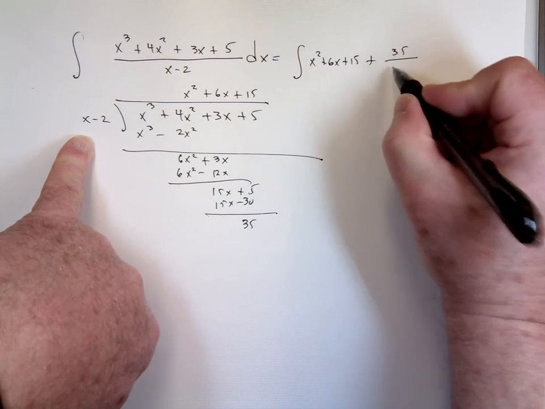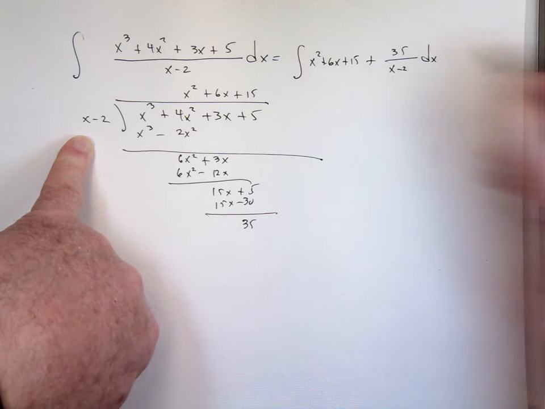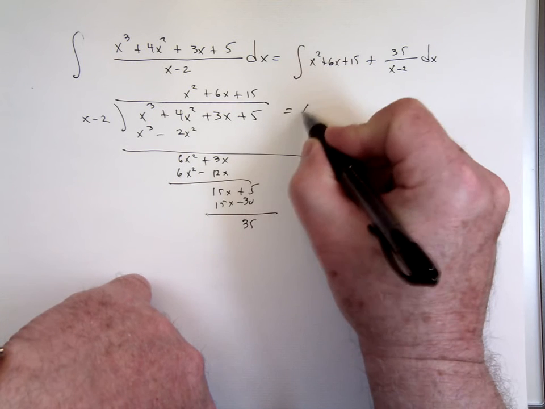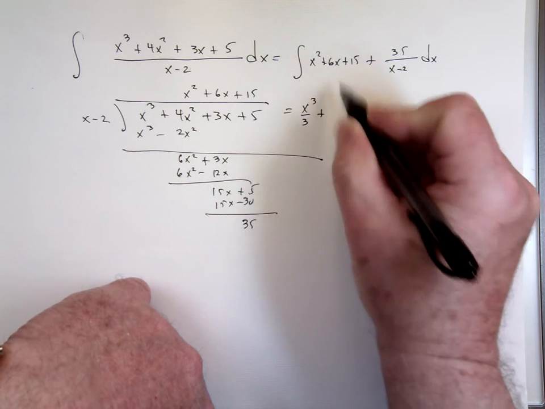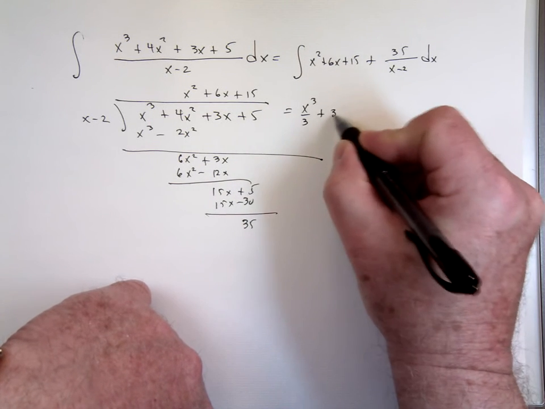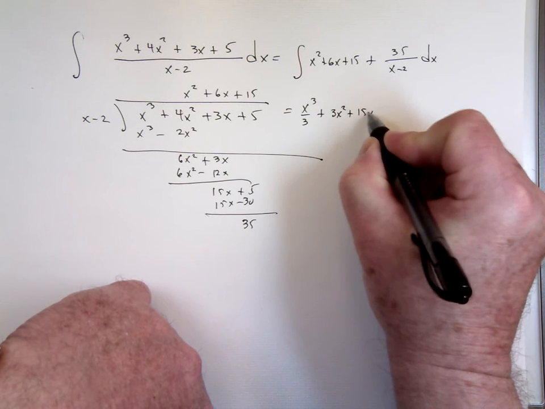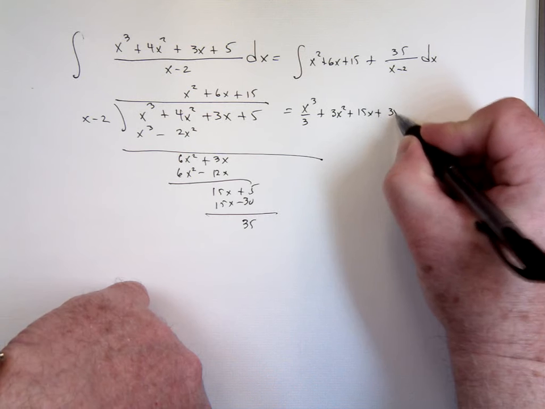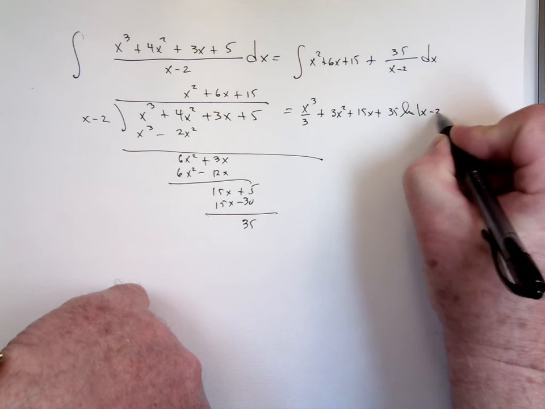Okay. Integrate it. x cubed over 3, 6x squared over 2, 15x. And this is a 1 over u du form. So we get 35 natural log absolute value x minus 2. Okay. And that would be your answer.